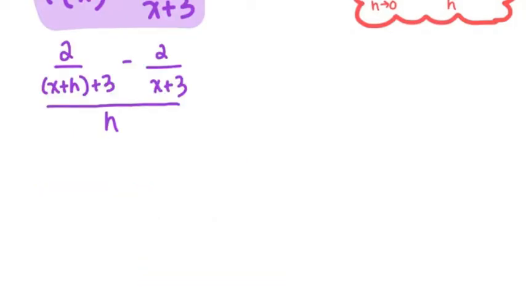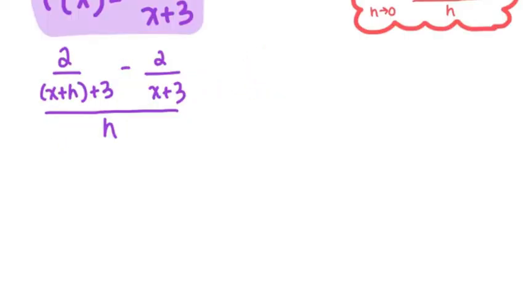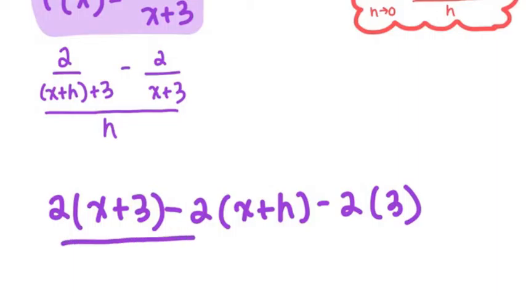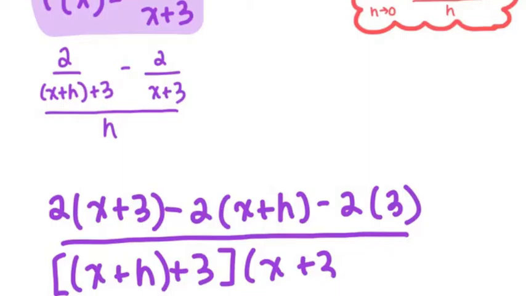The next step that we'll do is cross multiply these terms, and we are starting to write all these things out like this, having a 2 and then a parenthesis, x plus 3, parenthesis, minus 2 parenthesis x plus h parenthesis, minus 2 times 3, over everything that we have on the bottom as the denominator right here, which is everything again exactly like x plus h in a bracket plus 3, close the bracket, then times x plus 3.